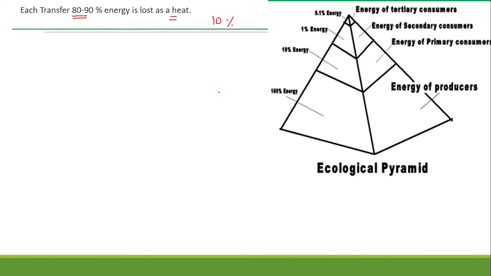So only 10% of energy is passed through these trophic levels. If 100% energy is there with producers, only 10% will be passed to the primary consumer. 10% of that means 1% will pass to the secondary consumer, and 10% of that means only 0.1% will be available for the tertiary consumers.